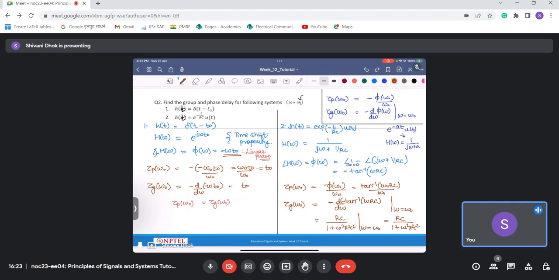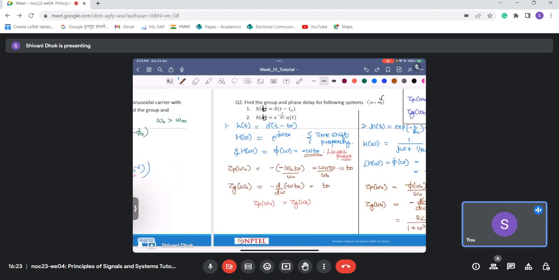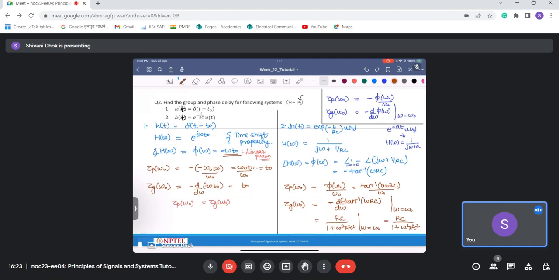So group and phase delay is a very simple concept, and these are the two examples that I wanted to cover. If you have any questions in this group and phase delay part, please let me know. After these two questions, I'll move on to the system realization part.